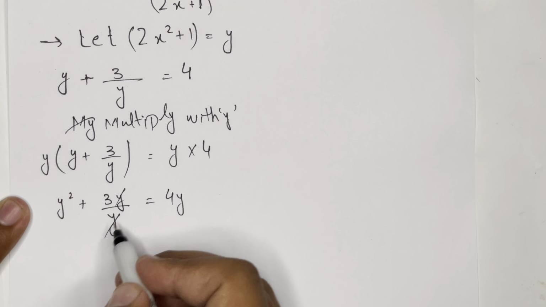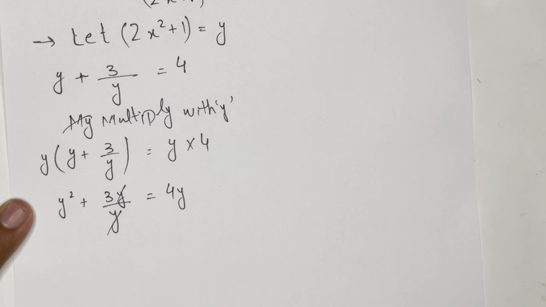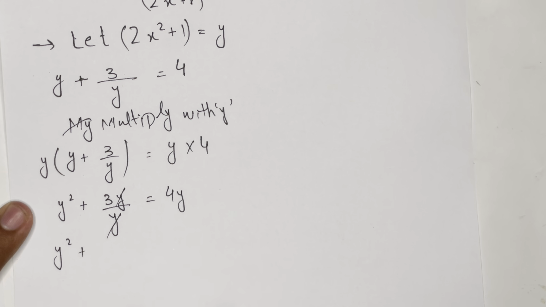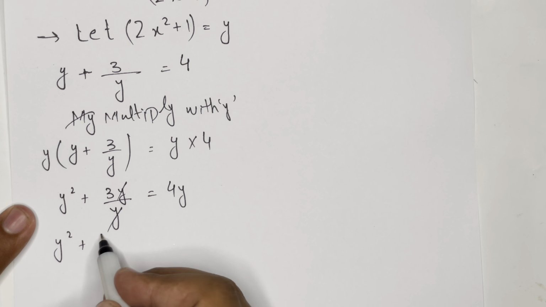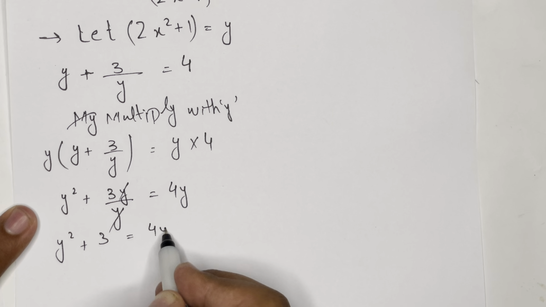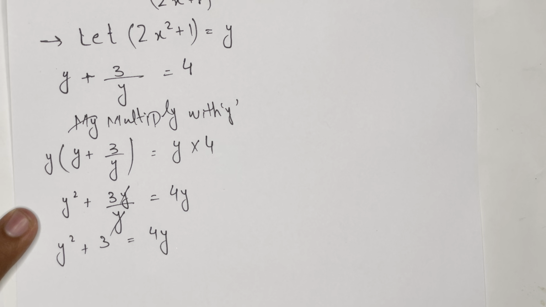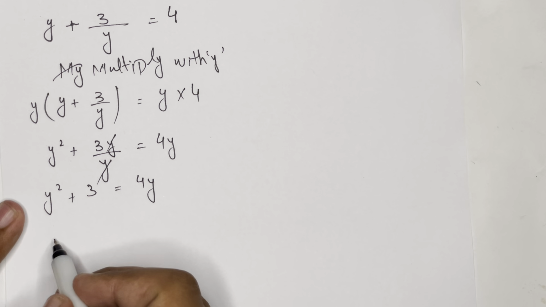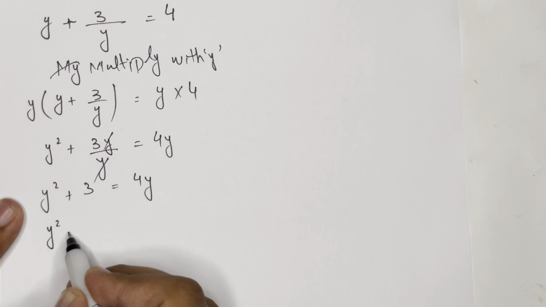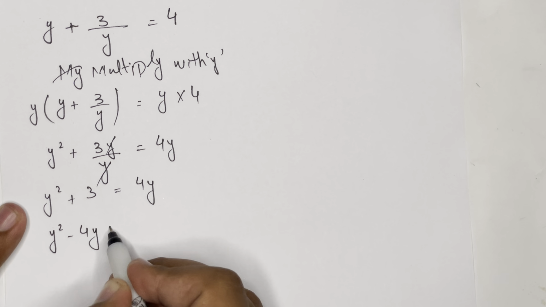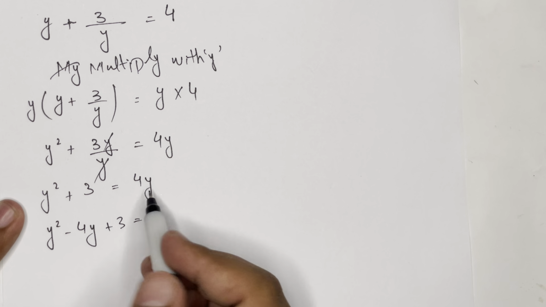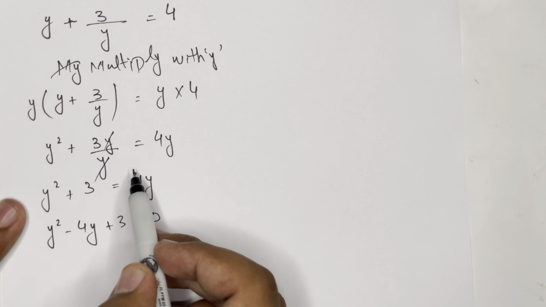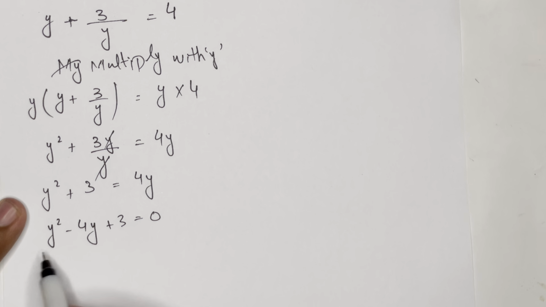Now I can cancel these two y. The equation is y² + 3 equal to 4y. In this step I am going to shift this term to the other side of the equal sign, and I know that y² - 4y + 3 equal to 0, because when I shift any term from one side of equal to the other side, the sign is changed. So the equation is like that.